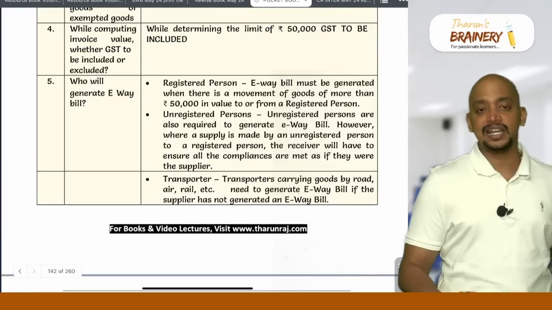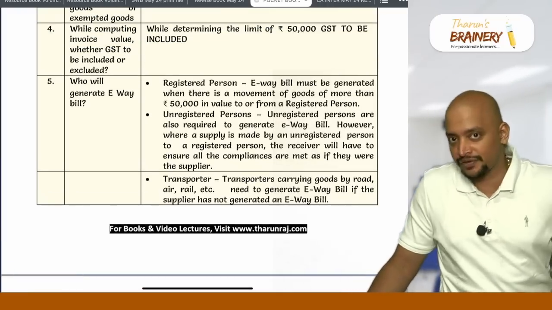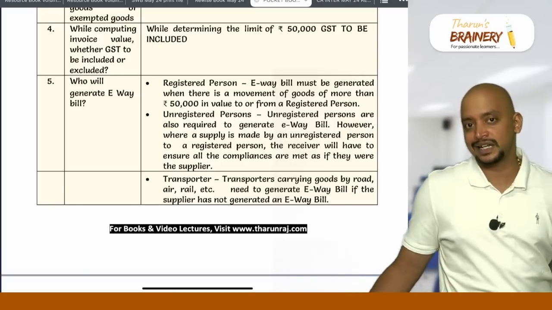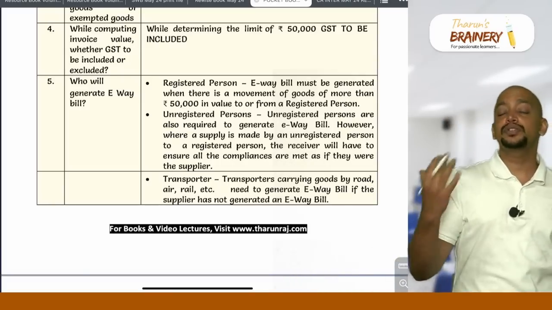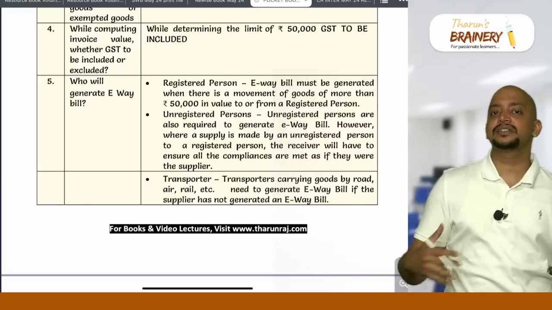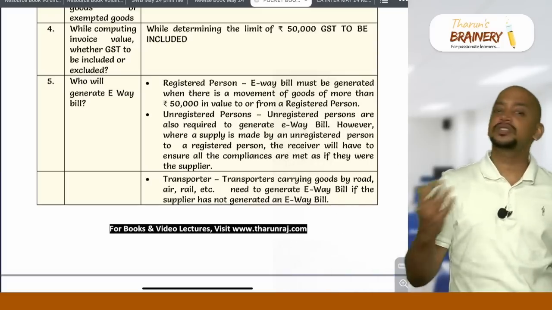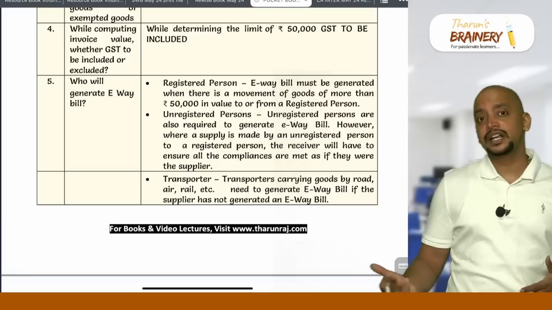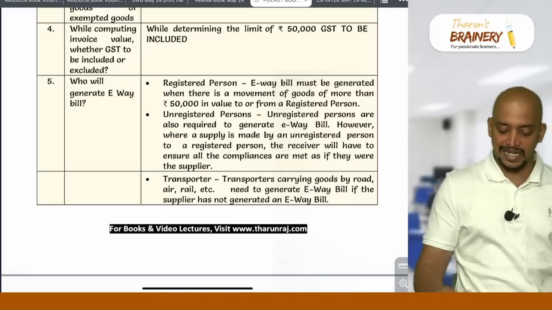Who will generate the e-way bill? Generally, the e-way bill will be generated by the registered person who is causing the movement of the goods. If the supplier is registered and he is causing the movement of the goods, the supplier will generate part A of the e-way bill, so he will enter the part A details. Suppose the supplier is unregistered and the recipient is registered and causing the movement of the goods, the recipient will enter the part A details. If both supplier and recipient are unregistered, the transporter will enter the part A details. Alternatively, either supplier or recipient can enroll as a citizen of India and enter the part A details.